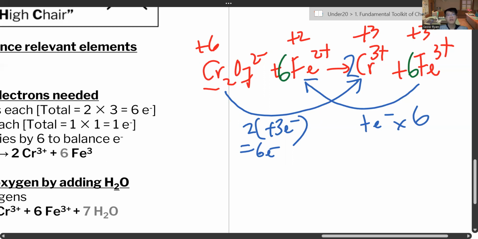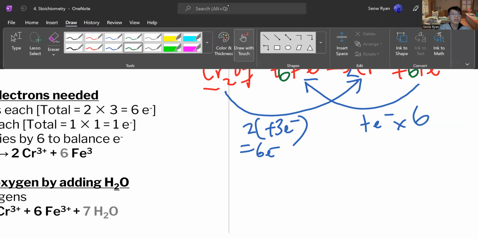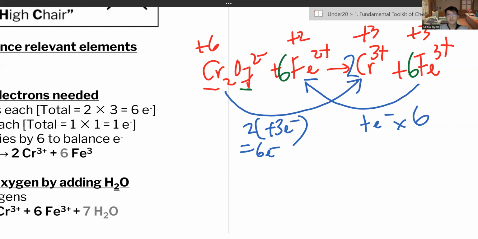Next, after balancing the electrons, we need to balance the oxygen, right? So on the left-hand side, how many oxygens do we have? Okay, I'm running out of colors, but it's okay. Let's just continue using green. So on the left-hand side, we have 7 oxygens, but right-hand side, we don't have any. So we need to add 7 water.